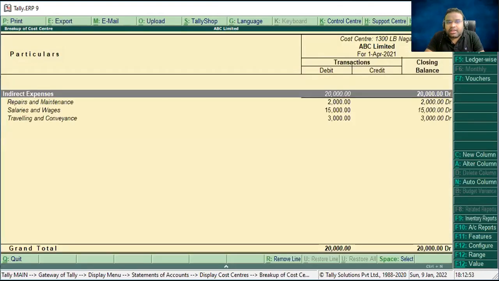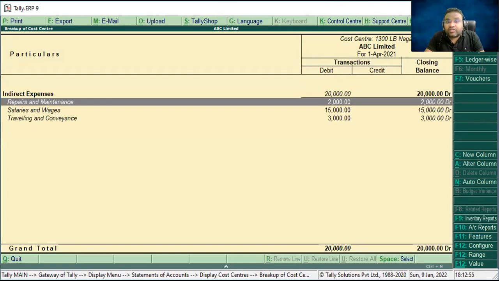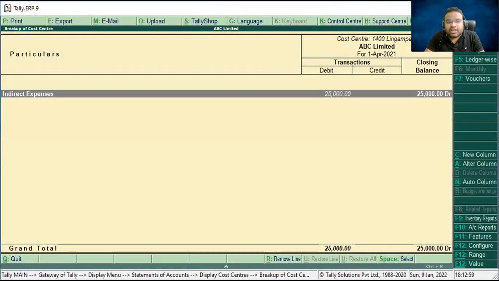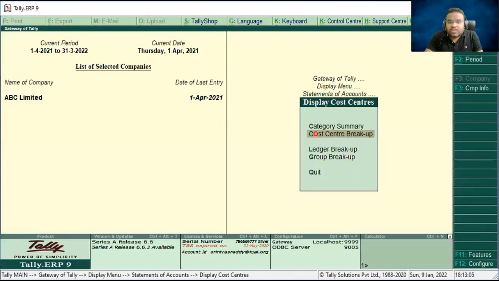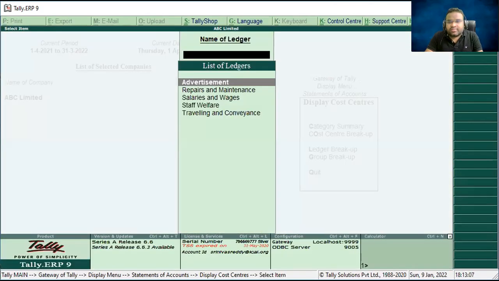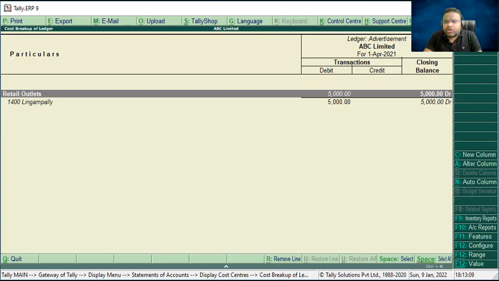If I go to Lingampally, I'm incurring extra cost of repairs and maintenance, salaries and wages, traveling and conveyance. If I go to Lingampally, advertisement cost, salaries and wages, and traveling and conveyance. If I go a little bit, ledger-wise breakup, advertisement. Why did I spend total advertisement cost? This year I spent only on Lingampally. Why, sir? Whether any sales have increased or not?